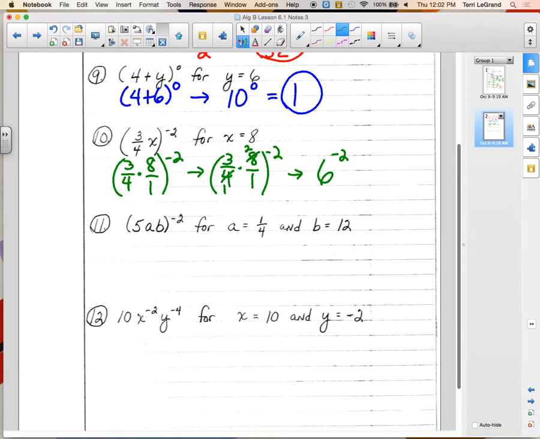And now what would be our next step? Ariel? Make it into a fraction. And what would that fraction look like? 1 over 6 squared. So these are all steps you have to show. Okay? Stay with me here. Make sure you're showing them so you have good notes to use when you're working. And 1 over 6 squared is what? 1 over 36. And there's our final answer.